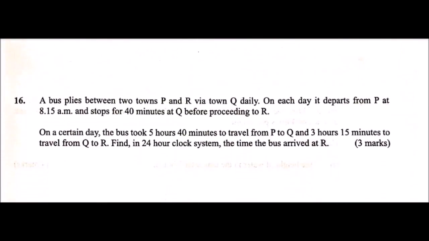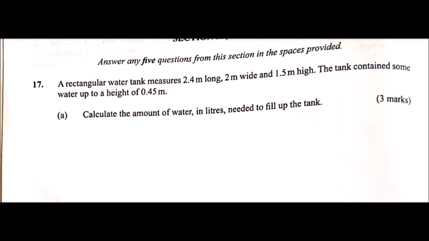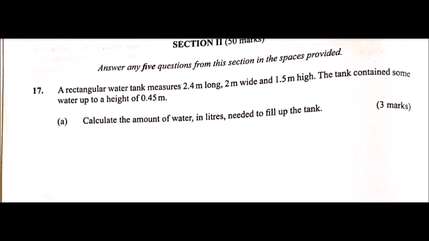So I have also worked out that this is bearings, which you did in form 1. This is part 2 of the question. We are told a rectangular tank measures 2.4 meters long, 2 meters wide, and 1.5 meters high. The tank contains some water up to a height of 0.45 meters. Calculate the amount of water in liters needed to fill it. This is a very challenging question, and it is good that you see how we work it out so that in future you can be able to work on that.